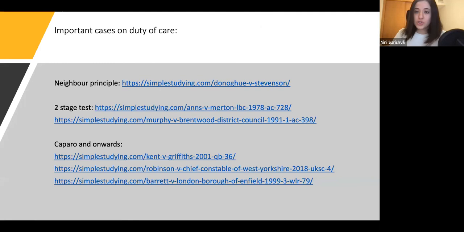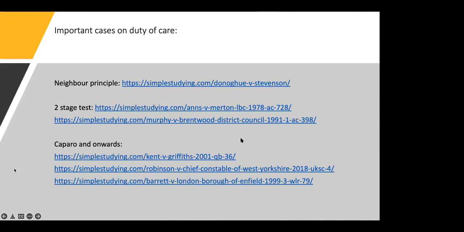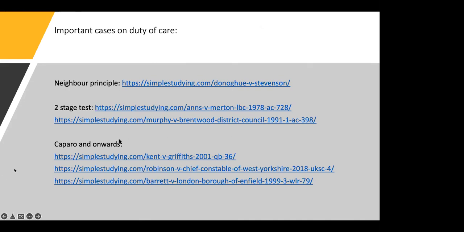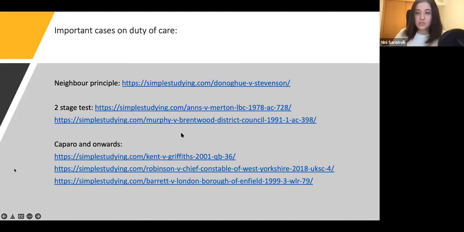Important cases on duty of care to read are Donoghue v Stevenson and Caparo v Dickman that we have discussed today, but you can read a full summary of these cases on these links. Murphy v Brentwood is also an important case to read and understand the history of the development of the duty of care test and the Caparo test and onwards. These are the cases that you should be reading after this session.